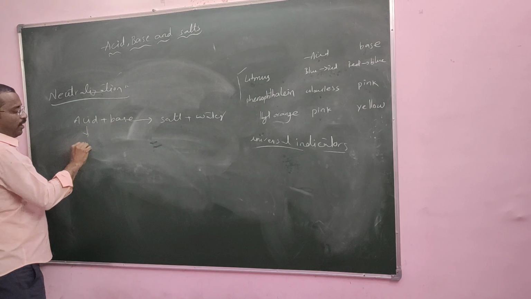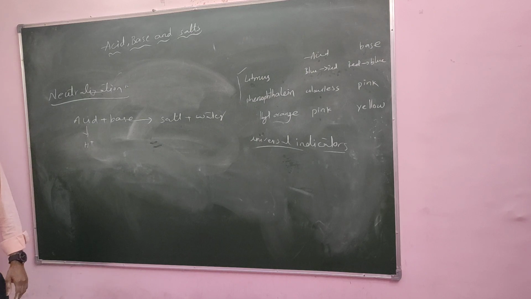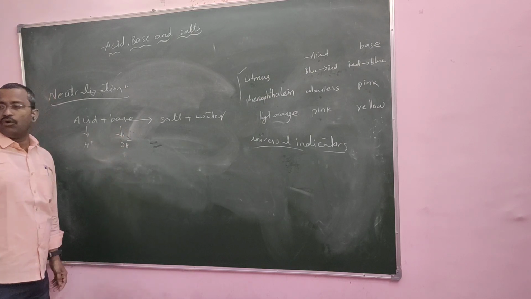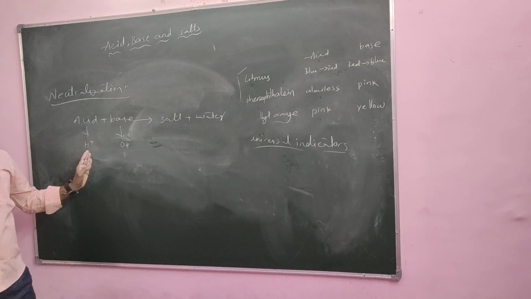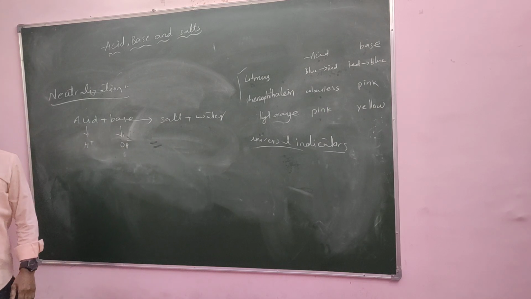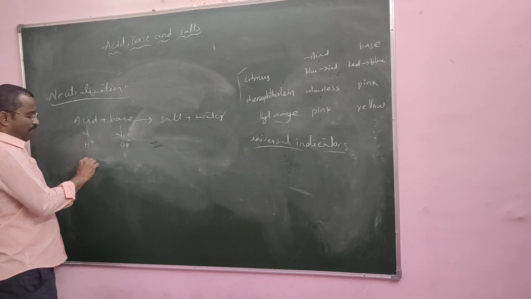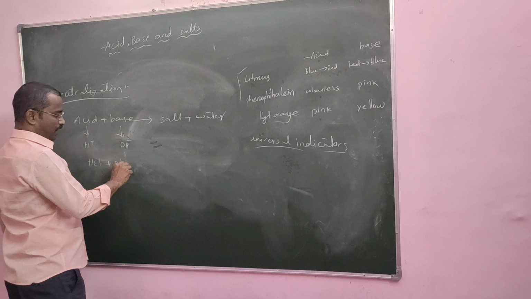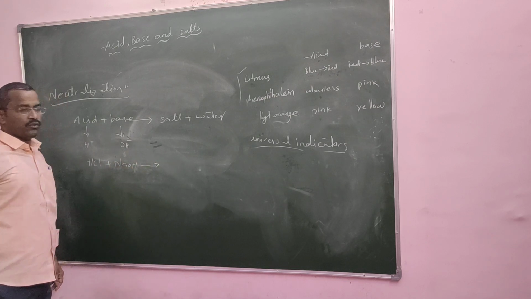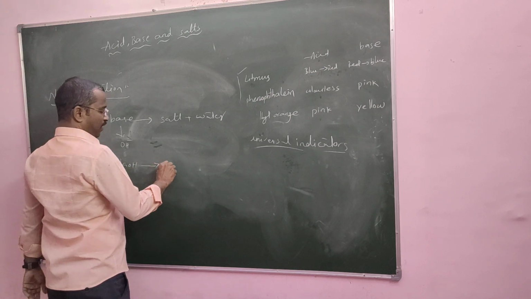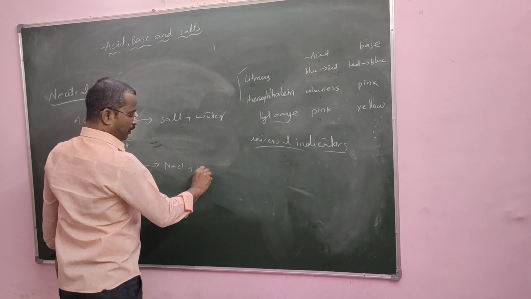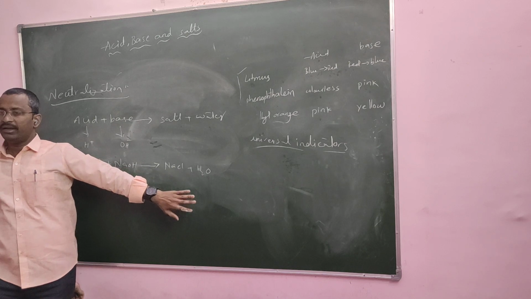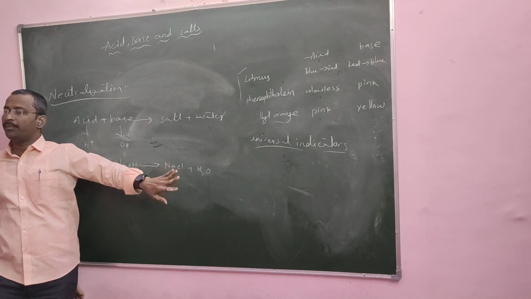Generally, all acids produce H plus ions, and all bases produce OH minus ions. That is the only reason that when they combine together, salt and water are produced. Take an example: acid HCl, base NaOH, gives rise to NaCl plus H2O. Whenever we write a chemical equation, it is compulsory that it be a balanced equation.